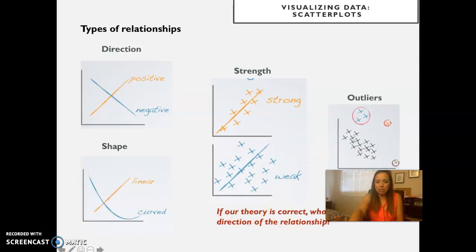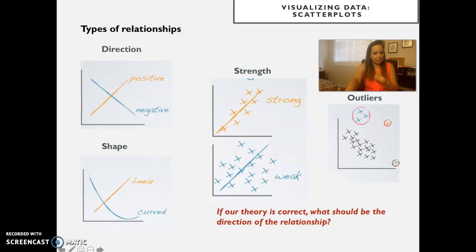Now, back to our theory. If our theory is correct again, the direction of the relationship should be negative, as I said, and hopefully strong to moderate. If it's something like this, it's less convincing, right?